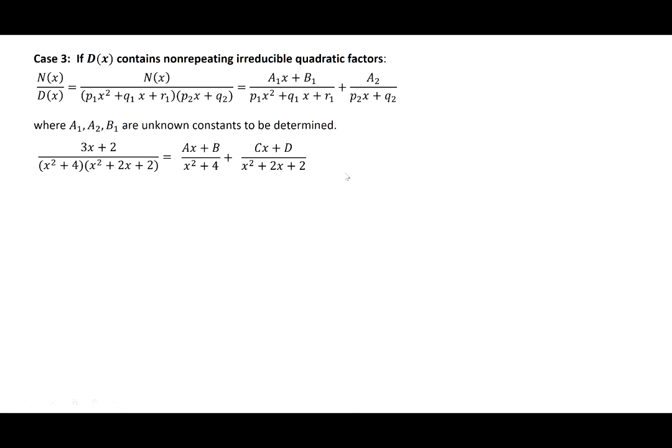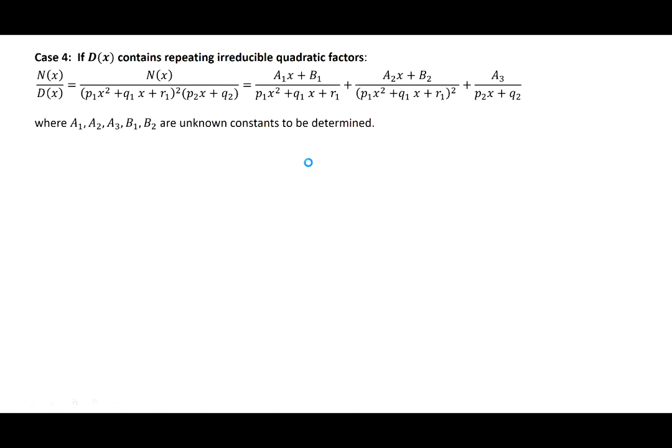Oh, that's it, huh? I think I got a problem later. Yeah, let's look at that. Fourth case. If D of x contains repeating irreducible quadratic factors, all I'm saying is go back to that same p1x squared plus q1x plus r1, but this time it's squared.